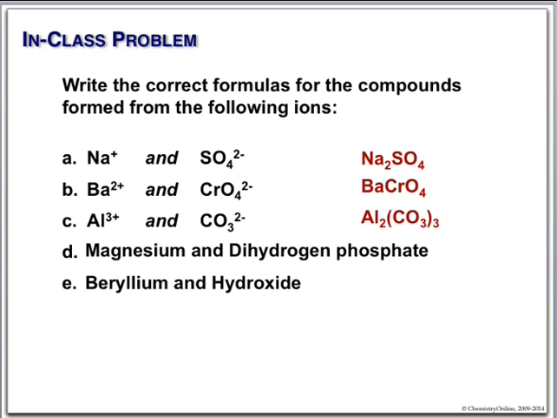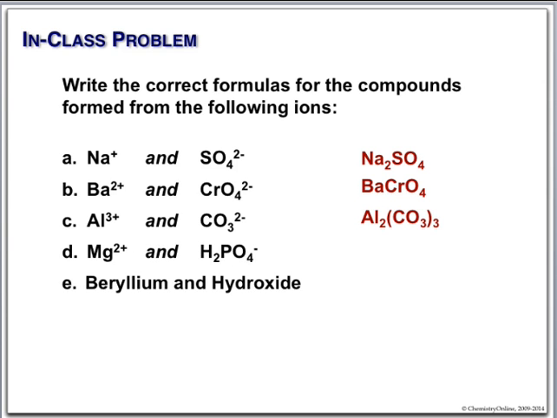Magnesium we know is going to be +2, a group 2 metal. Phosphate, PO4, is -3. But if we put 2 hydrogens on, that changes the -3 down to a -1. All right, so to make this neutral, we need 1 magnesium and 2 dihydrogen phosphates.